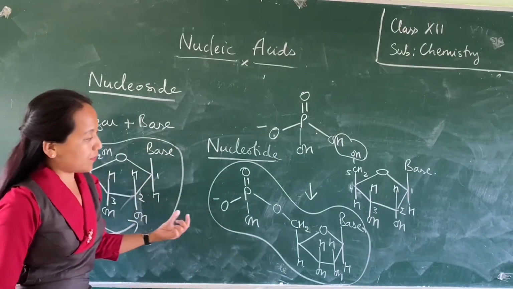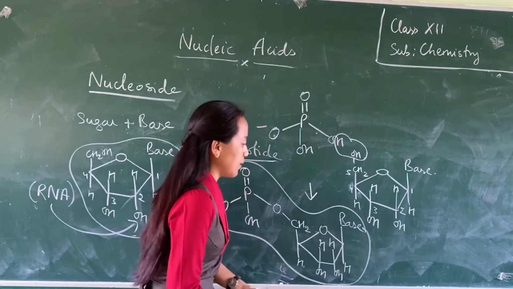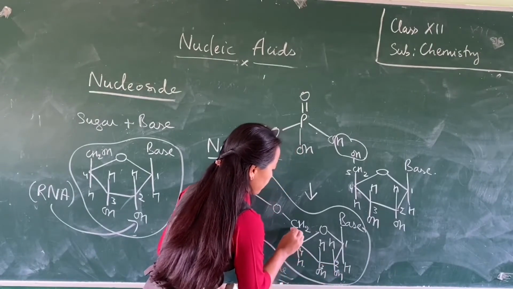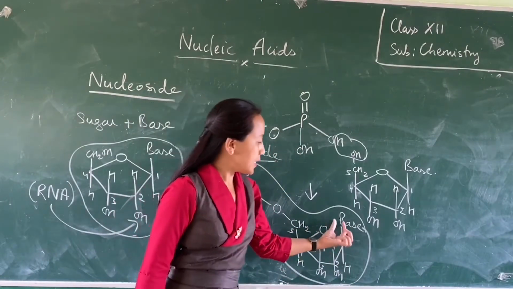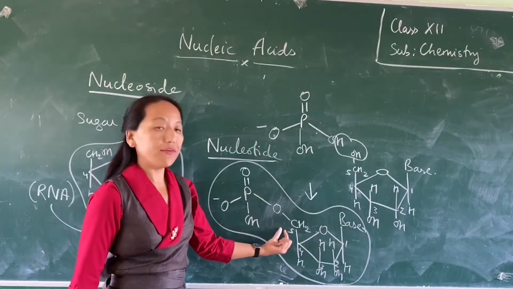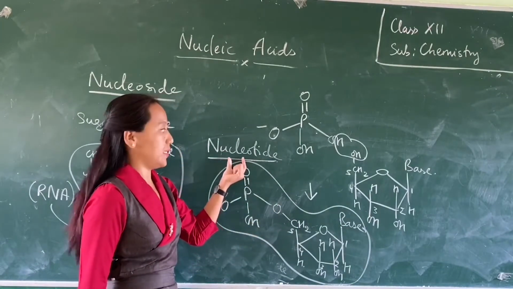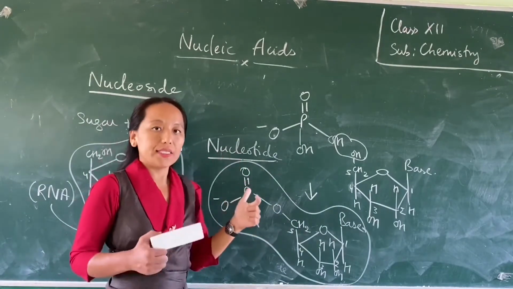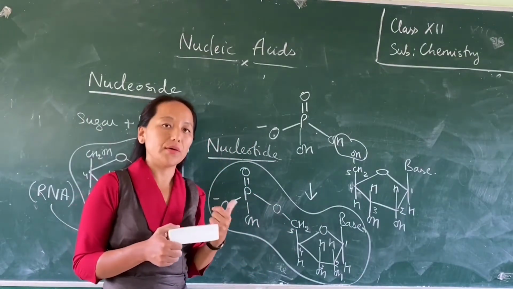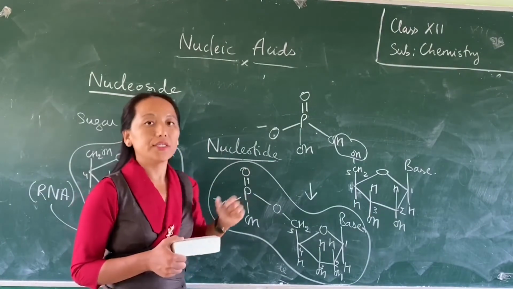In the case of the nucleotide, base is connected to the first carbon atom, first, second, third, fourth, and this is your fifth carbon atom. Base is attached to the first carbon atom, whereas the phosphate group is attached to the fifth carbon atom. This one unit is called a nucleotide. Now, many such nucleotides combine together to form a polynucleotide, which results in the formation of DNA or RNA. So that's about the nucleotide and nucleoside.